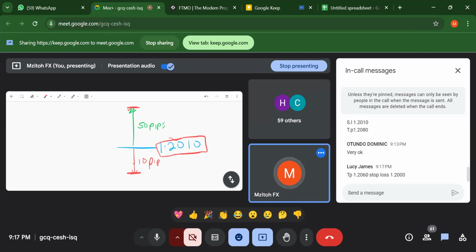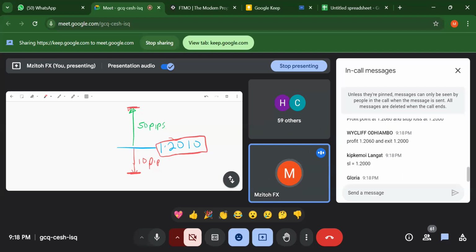So Lucy, TP 1.2060, SL 1.200, correct? Tracy, 50 pips, 1.20. Okay, Kipkemoi, TP 1.2060. Michelle Mule, 1.2060. Emilia Buga, 2060, 1.200. Shali, 2060. MD Kirwa, the same. Gracia Kugi. Gracia, you are very consistent. Profit and SL are correct. For the Ambo, you are new, or you joined us yesterday, I don't know. You have also gotten it right. Kipkemoi Lagat, it's correct.